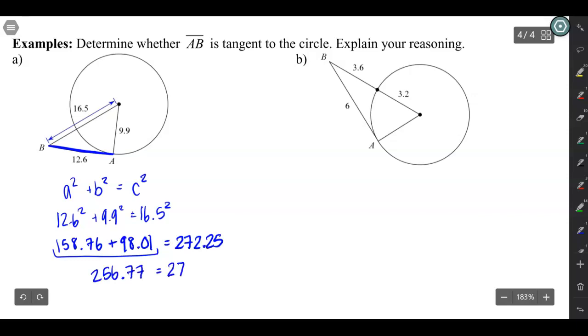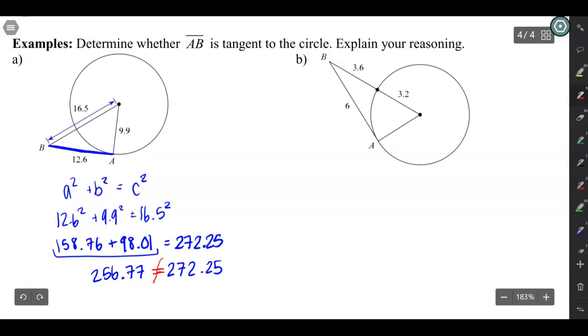Now, what I have written down here says 256.77 is equal to 272.25. Now, is that equation true? No, that is a lie. Those two numbers are not equal to each other. So we'll often use this not equal to sign. It's an equal sign with a slash through it, to say that those are not equal to each other.